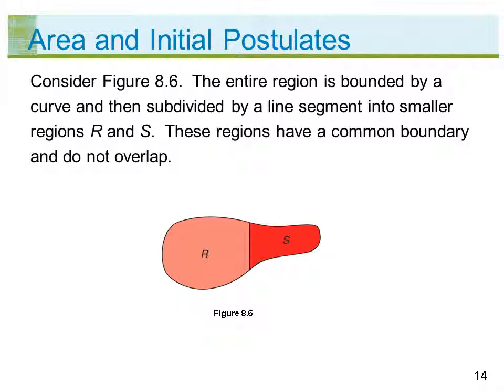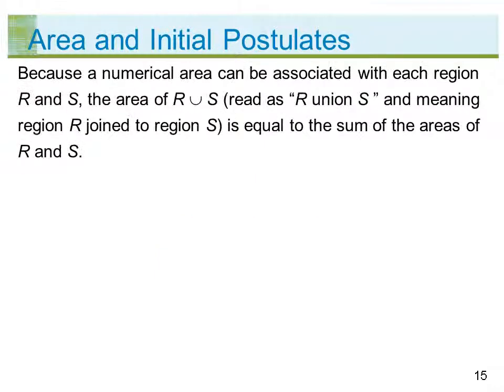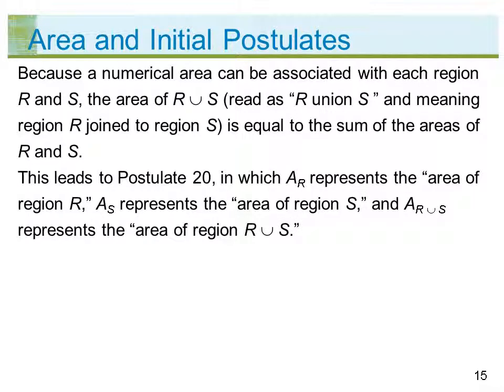Consider figure 8.6. The entire region is bounded by a curve and then subdivided by a line segment into smaller regions R and S. These regions have a common boundary and do not overlap. Because a numerical area can be associated with each region R and S, the area of R union S, meaning region R joined to region S, is equal to the sum of the areas of R and S. This leads to postulate 20, in which A sub R represents the area of region R, A sub S represents the area of region S, and A sub R union S represents the area of region R union S.